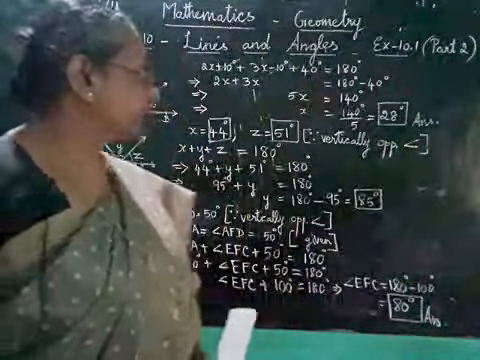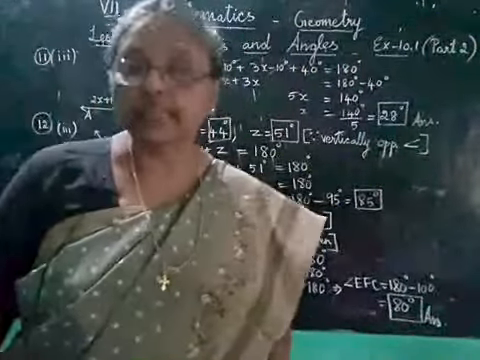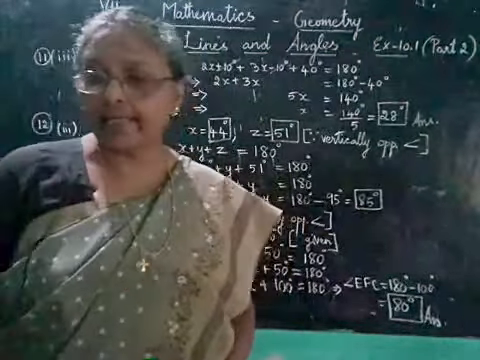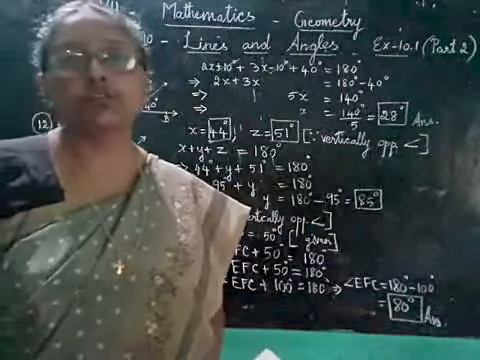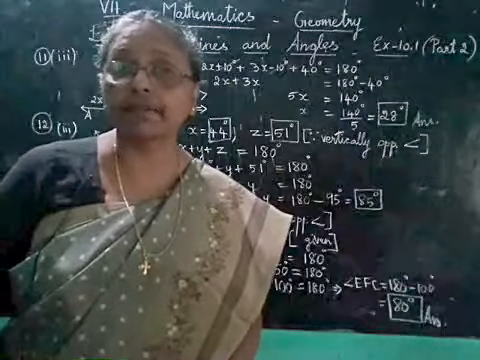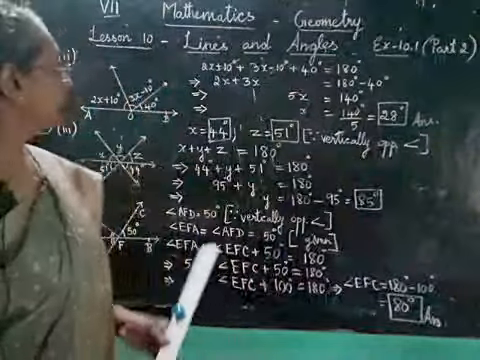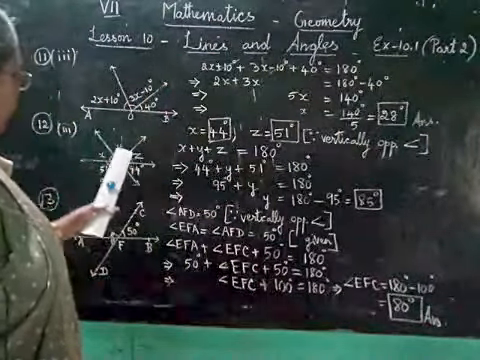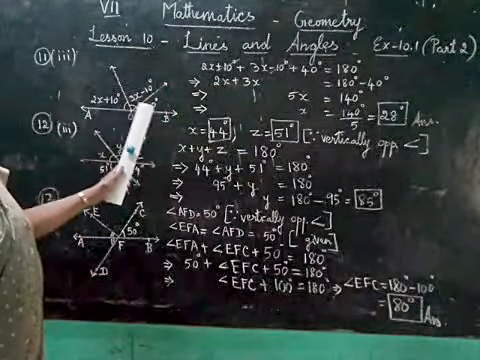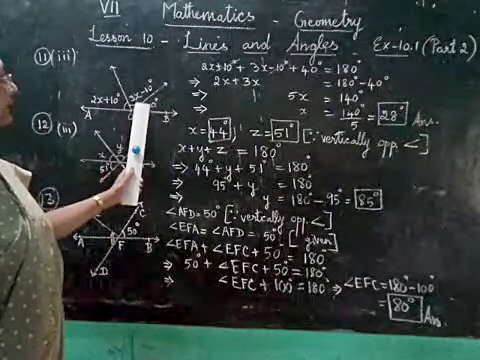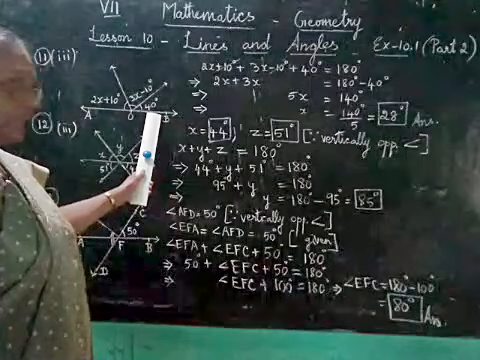Now you can see the 11th sum. In that you can see the third subdivision. Find the value of x in each of the following diagrams. The diagrams are given. We have to find the value of x. I have taken the third subdivision. In this one, three angles are given: 2x plus 10 degrees, 3x minus 10 degrees and 40 degrees.